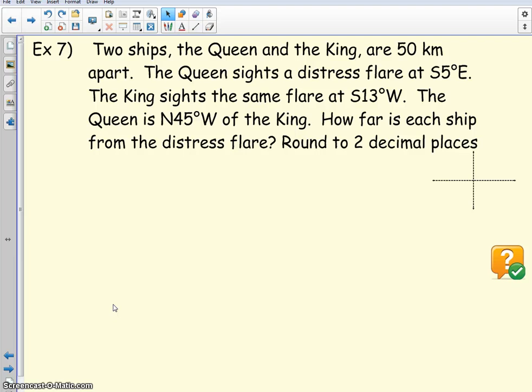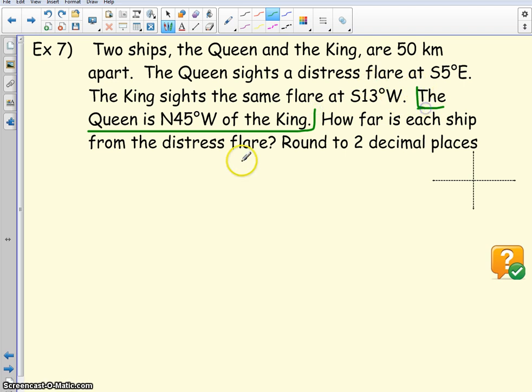This is another problem with a lot going on, a lot of information to try and get through. It might be hard to visualize. The key thing here to get started with the diagram is actually not the first sentence, but the third sentence right here where it says the queen is north 45 west of the king. That tells you the original orientation of those two boats.